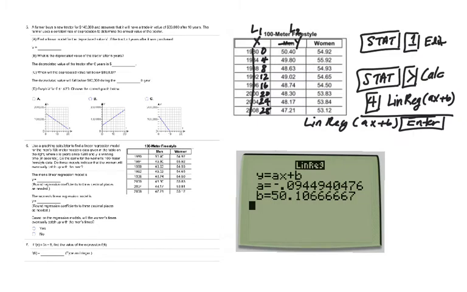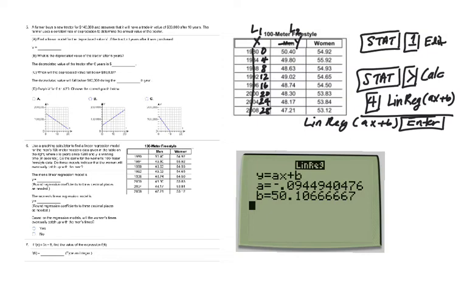Okay, so we have the equation y equals ax plus b, and we're given an a value shown here. Let's circle it in red. Okay, and our b value, which is the y-intercept.